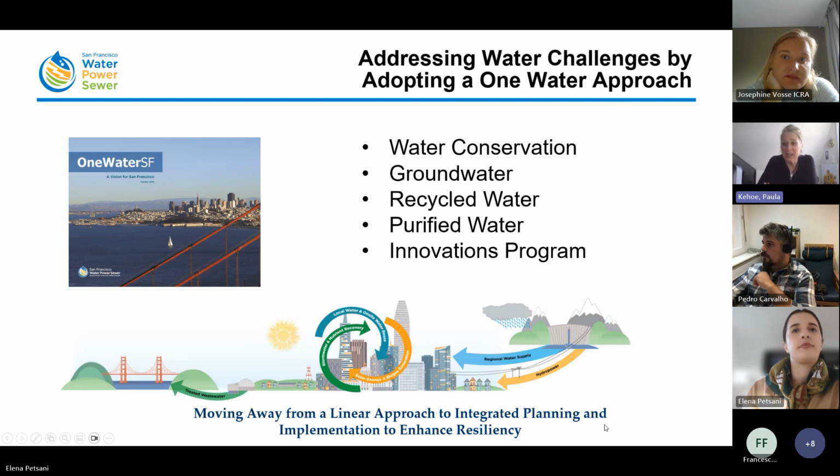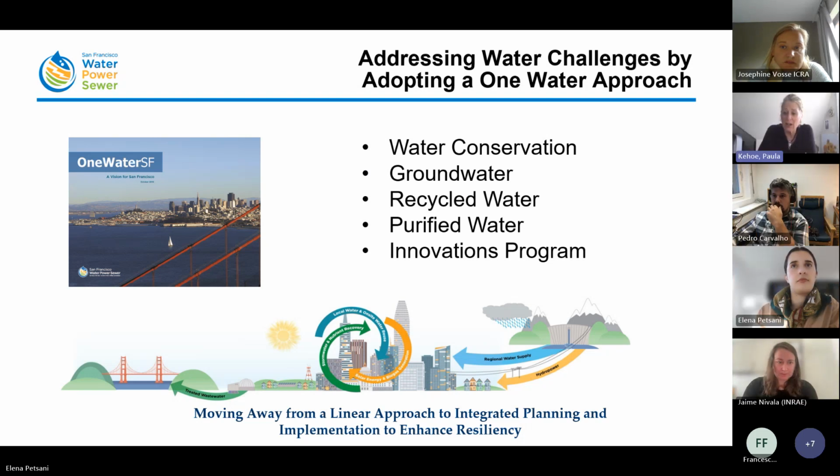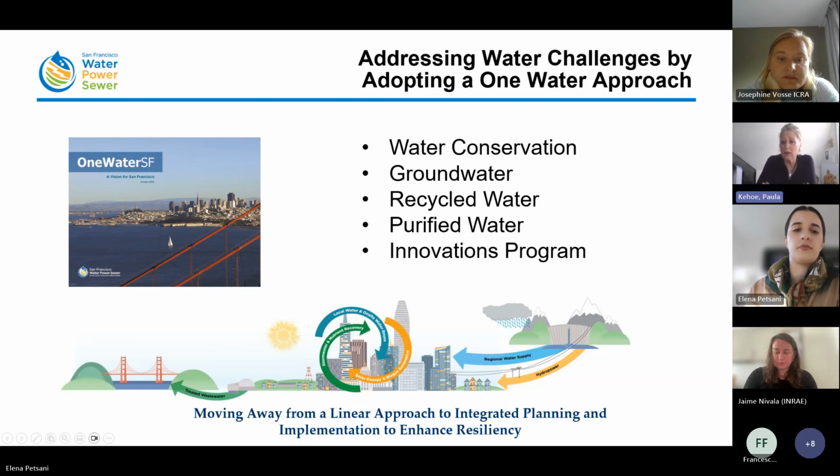And so we recognized that we needed to adopt a new approach to managing how we look at our resources, and really that comes to adopt a one water approach or a circular economy approach, not looking at our system from a linear perspective, but where can we maximize our resources and create more of a circular economy in San Francisco. Next, please.